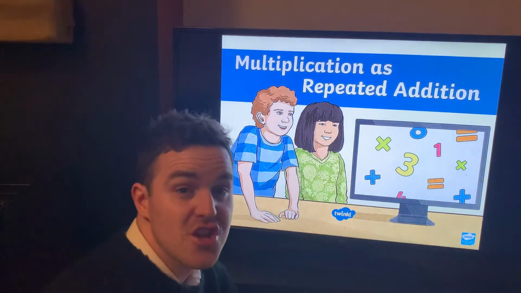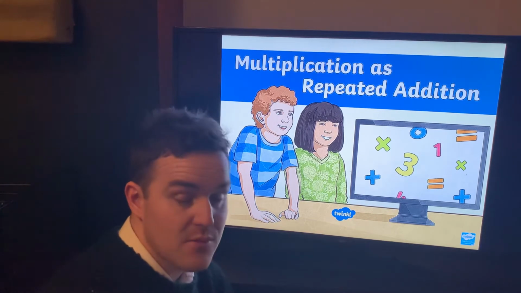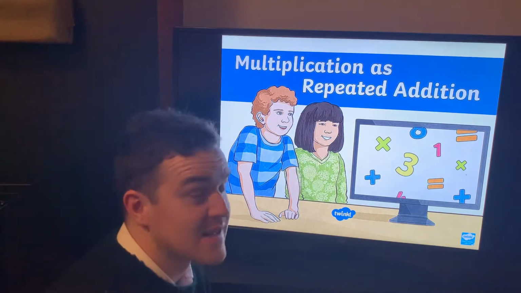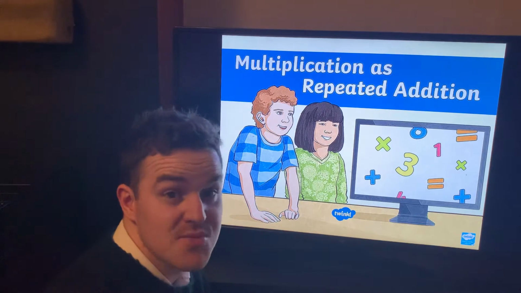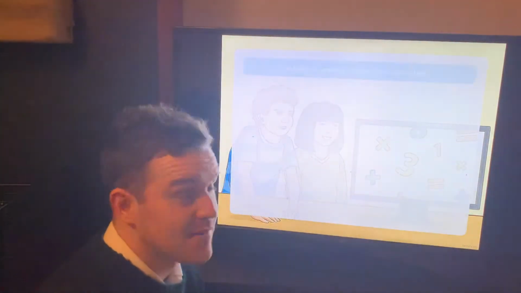Okay, so, just another way of showing you, yesterday we showed multiplication on a number line, showing that the jumps can match the picture of how many objects we have. Today we're looking at another way of understanding it, multiplication as repeated addition, because multiplication is just adding the same number over and over again. So let's have a look at the first example.